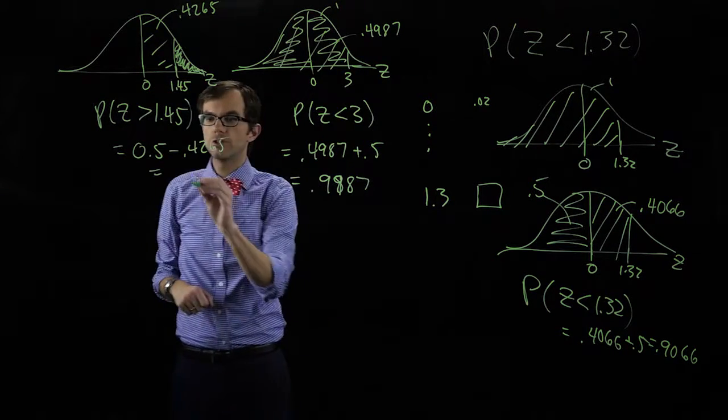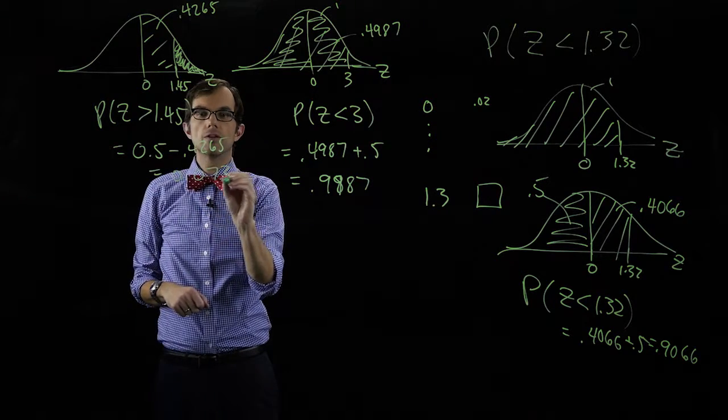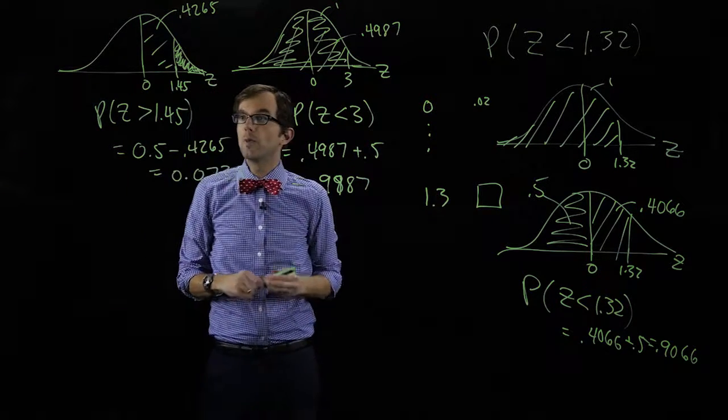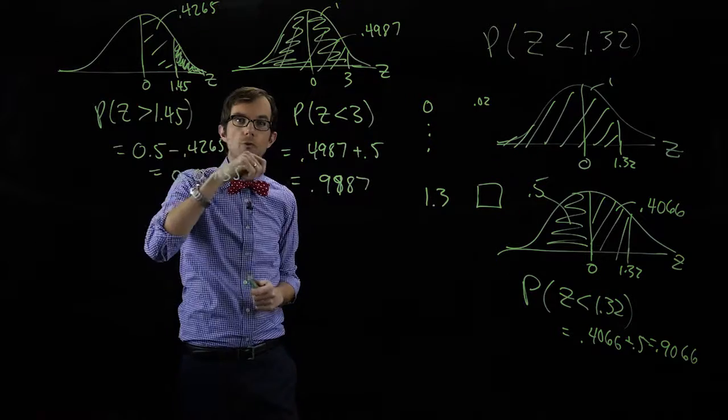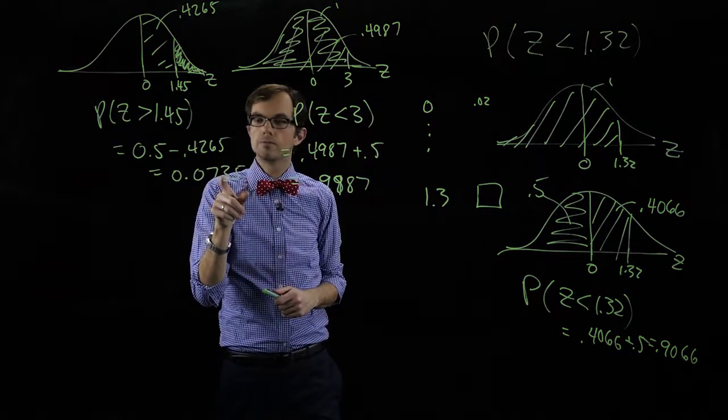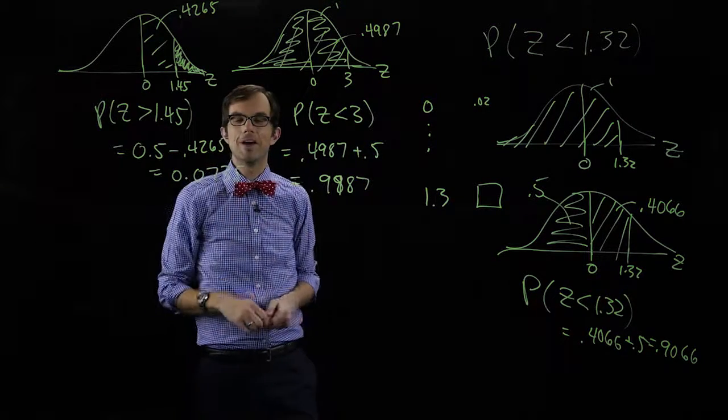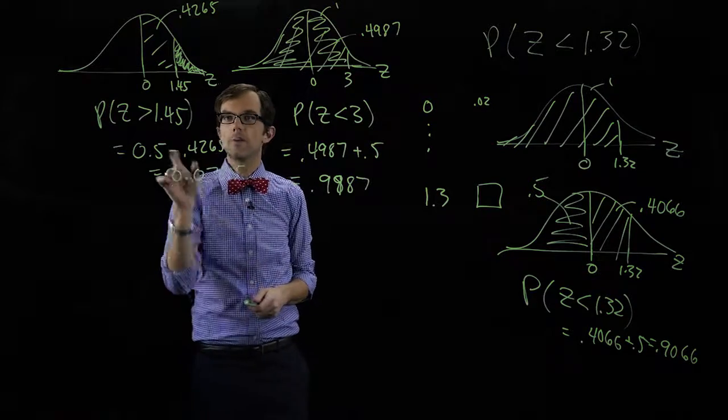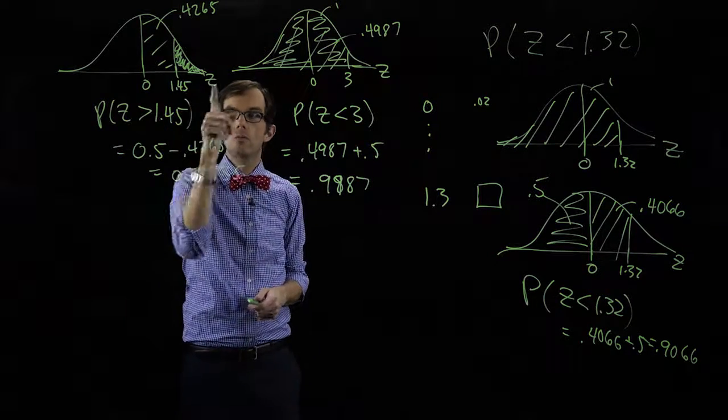If we do that, we should get 0.0735. So the probability that z is greater than 1.45 is 0.0735. Roughly 7% of observations lie above 1.45.